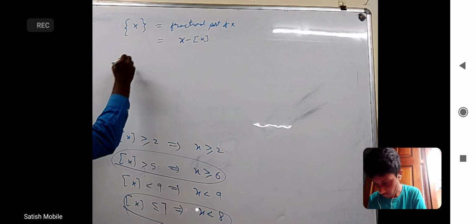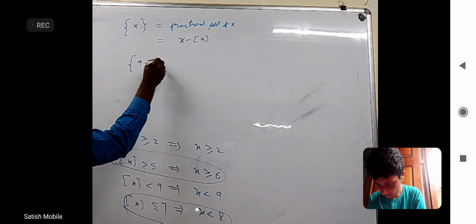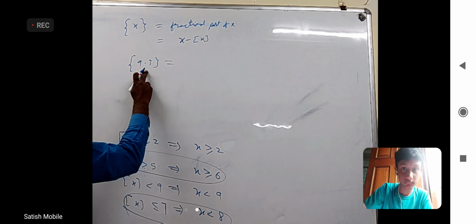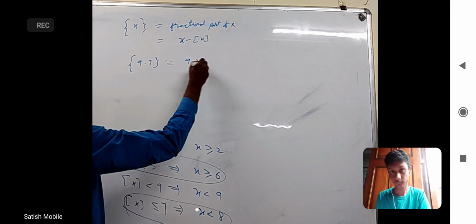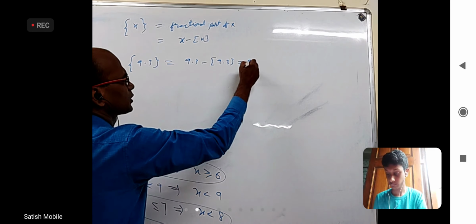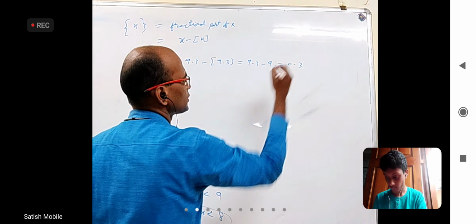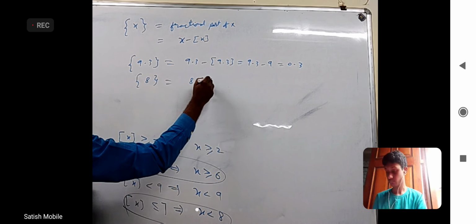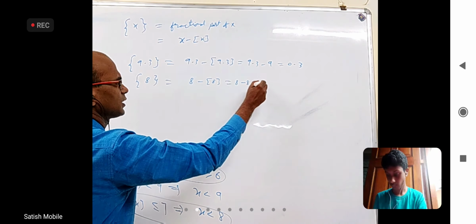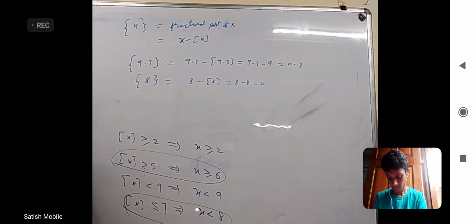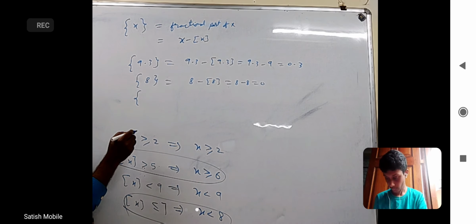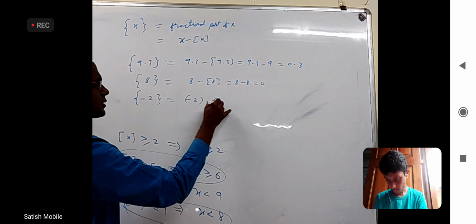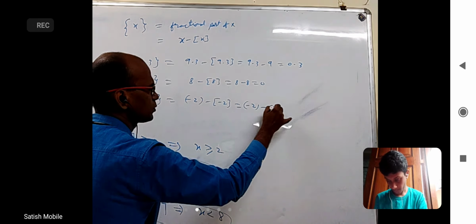Okay, now what will the fractional part of 9.3 be? 0.3, directly the fractional part. Even if somebody wants to use the formula, 9.3 minus integer part of 9.3, 9.3 minus 9, is 0.3. If you want the fractional part of 8, it is 8 minus integer part of 8, 8 minus 8, which is 0. If I want the fractional part of minus 2, it will be 0. Minus 2 minus integer part of minus 2, which is minus 2 minus minus 2, is 0.